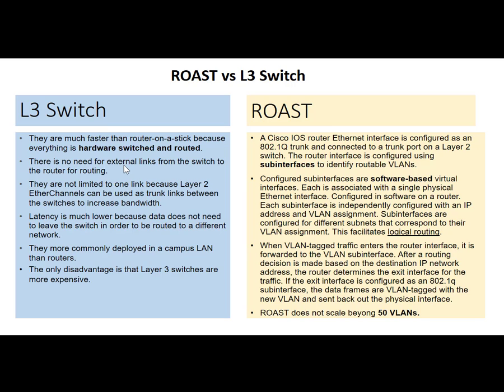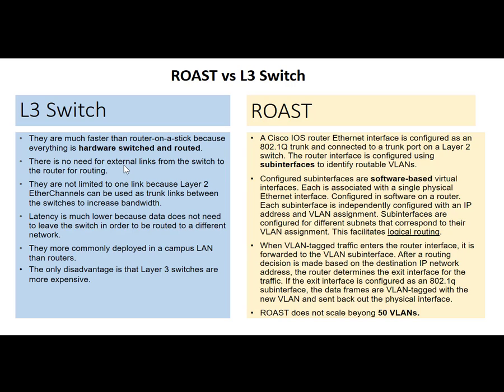There is no need for external links from the switch to the router for routing. All you do is use the existing Ethernet interfaces. You just need to turn routing functionality on, turning them into routed ports so that they're able to do routing functions. They're not limited to one link, because layer 2 EtherChannels can be used as trunk links to increase bandwidth. Latency is much lower, because the data does not need to leave the switch in order to be routed to a different network.